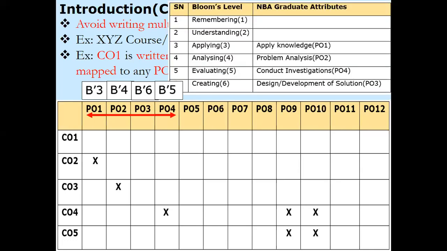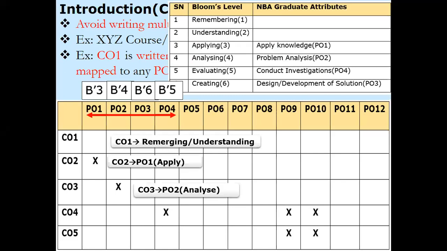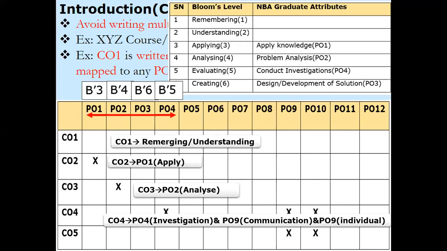Now, this is the comparison. With respect to this example, CO1 is written based on the remember level of understanding. That's why I already told you that whenever you write any particular CO, you cannot directly map it with any PO. CO2 is mapped directly to PO1. CO3 is mapped with the analyze level. CO4 is mapped with investigation as well as communication and individual. CO5 is based on communication skill and individual.